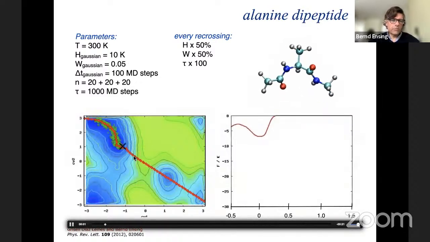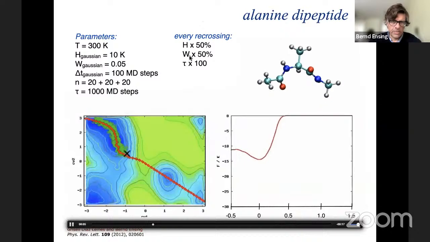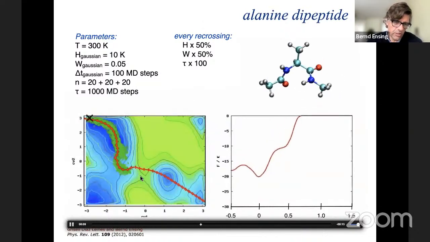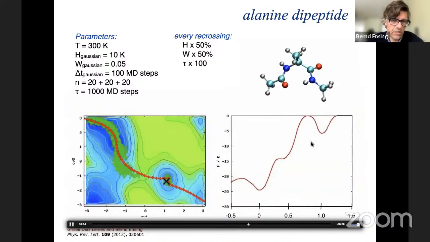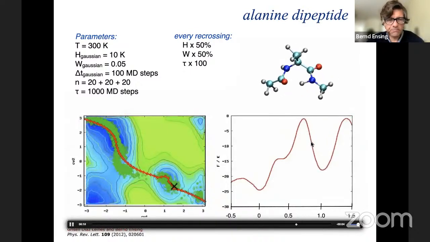Although actually this movie only shows you the first crossing and the first recrossing. But then in practice what we do is we continue until we have a smooth curve here, a smooth path, and a smooth free energy landscape. And so in a single simulation, we get the reaction path and we get the free energy profile.